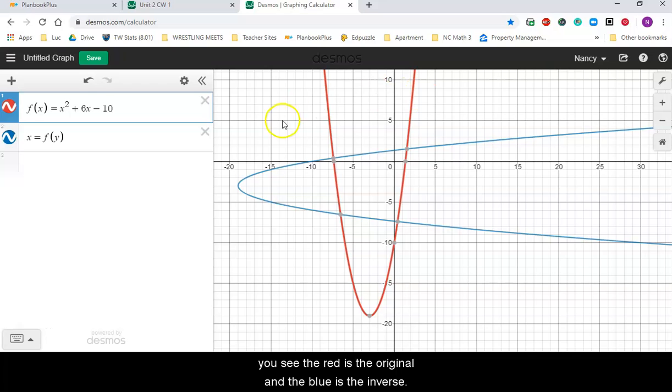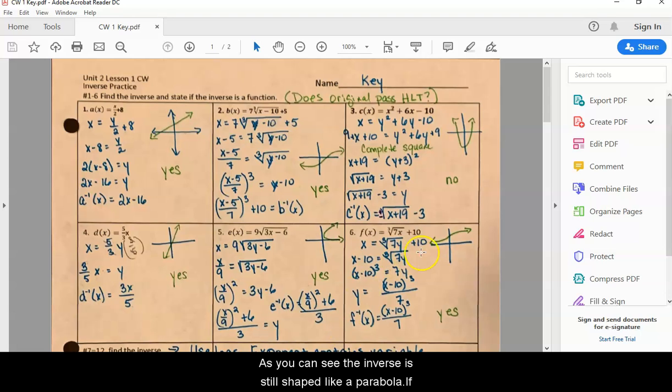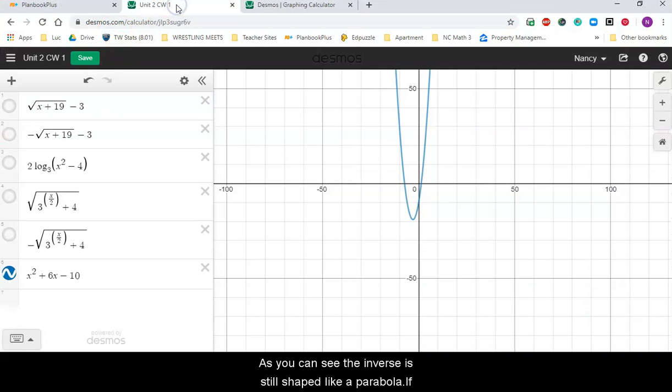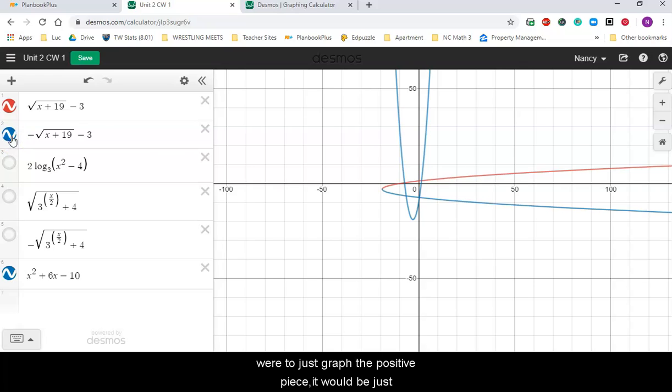If I were to just graph the positive version of this square root function, which I did on another Desmos page, what I would get would be just this, because this is a square root function. This is what a square root function looks like. This is not what a parabola looks like, so it's not like an x squared function. So we have to also include the negative piece of that to make it to where it's actually the inverse.